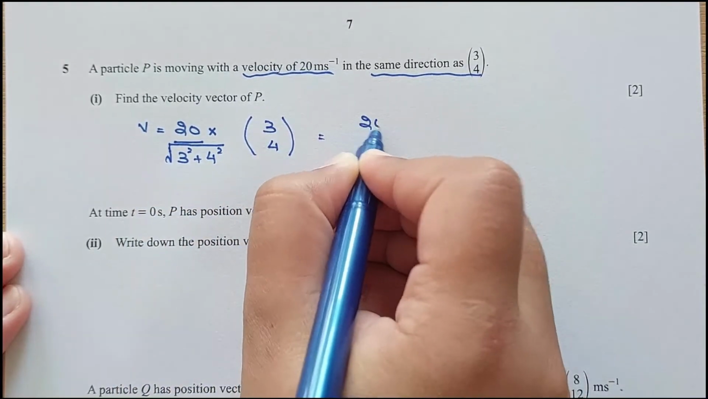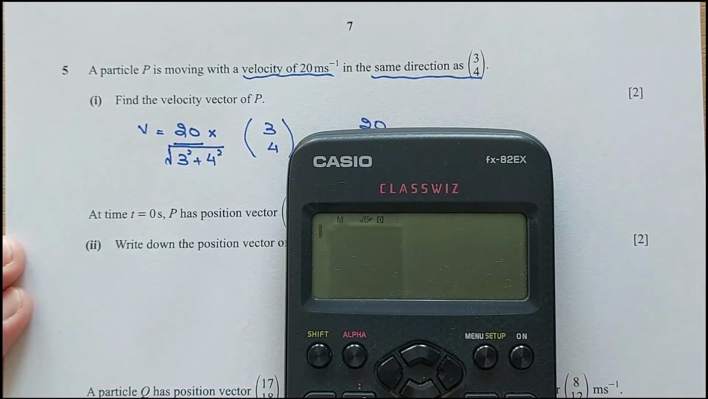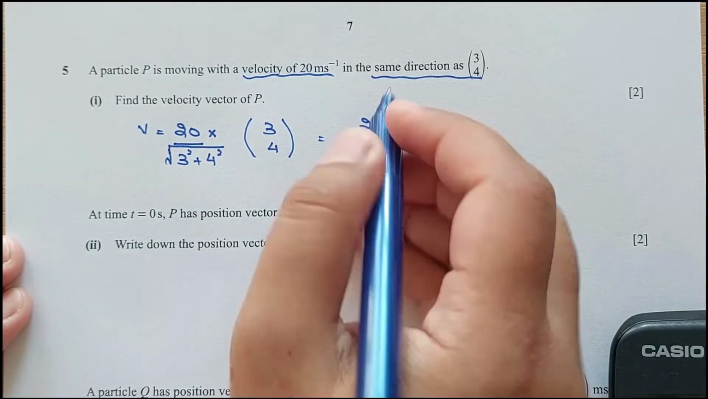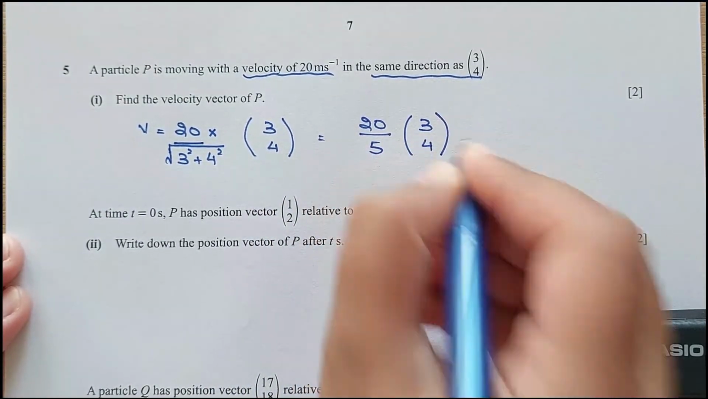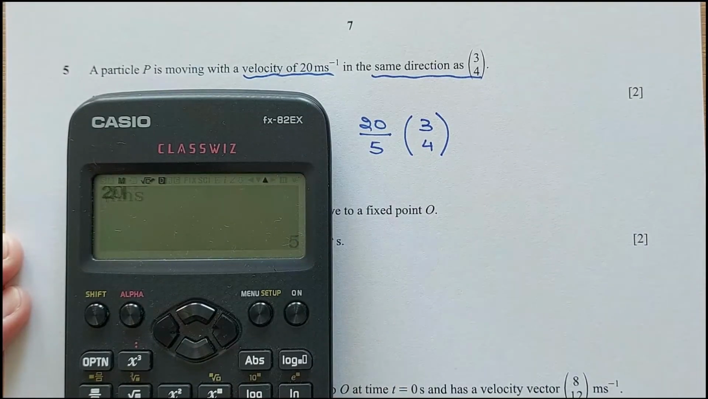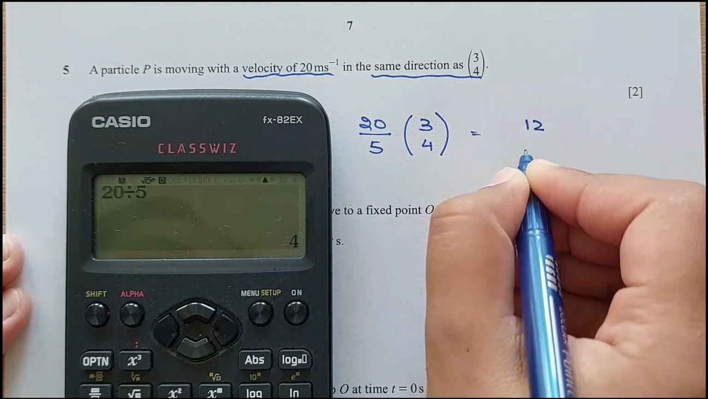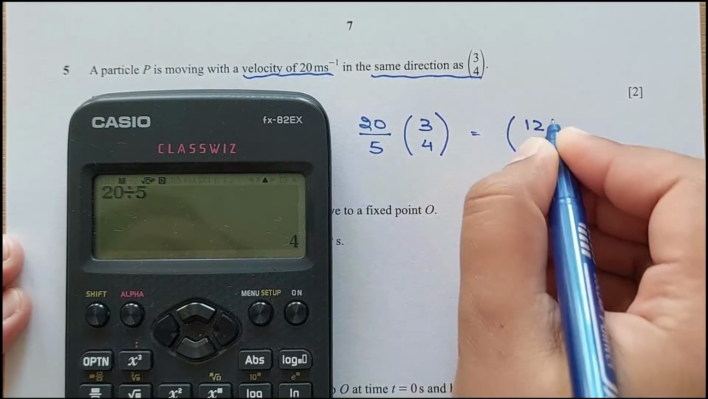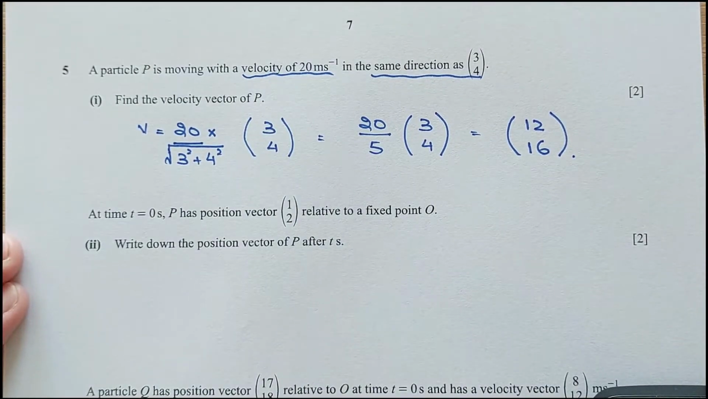So this is 20 divides, simplify, 3 square is 9, 4 square is 16, 16 plus 9 is 25, and square root of 25 is 5. So this is 5 and 3, 4. Okay, so yeah, 20 divides 5 is 4, and now 4 times 3 is 12, and 4 times 4 is 16. So 12, 16 is the velocity vector for the particle.